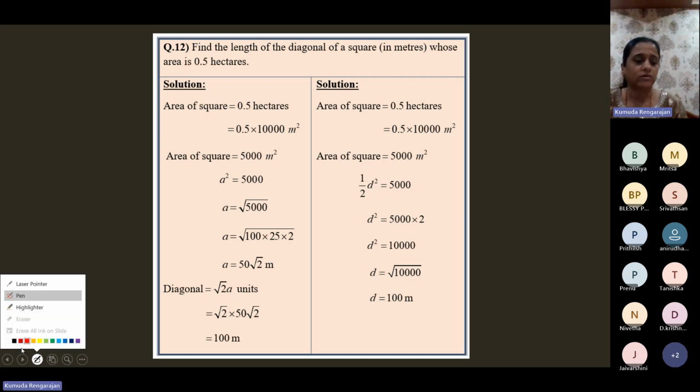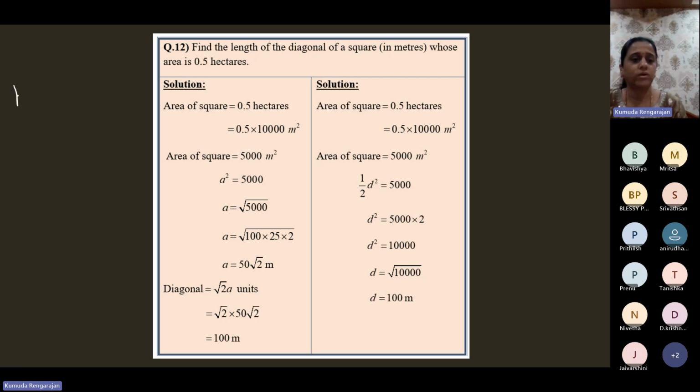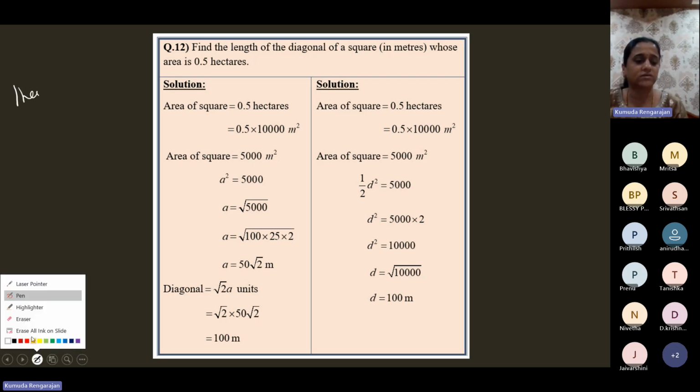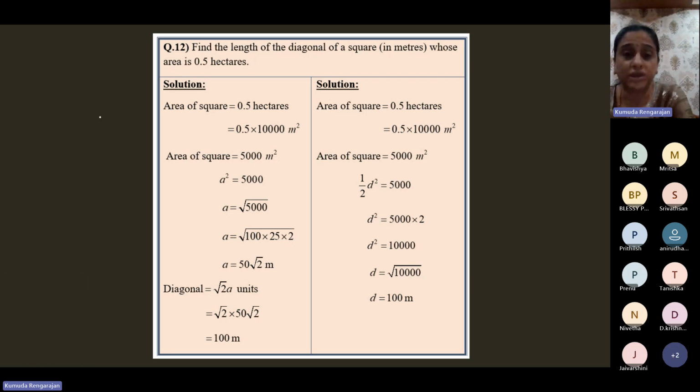So area of 1 hectare. What is hectare? Hectare is a unit for area. 1 hectare is equal to 10,000 meters square. The rest you can understand. Please do this.